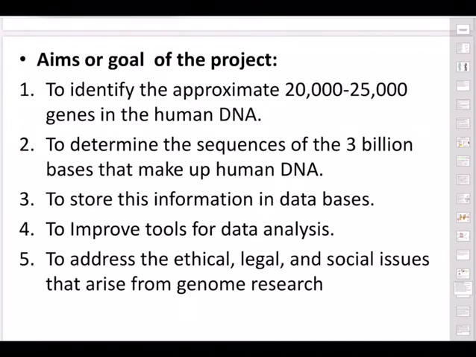Already there is a lot of discussion on what we call made-up babies. That is, all the good characters will be pumped into a zygote by putting all good genes into it, and we can design the baby. So the concept is called designer baby. And of course, already people are having a hue and cry.